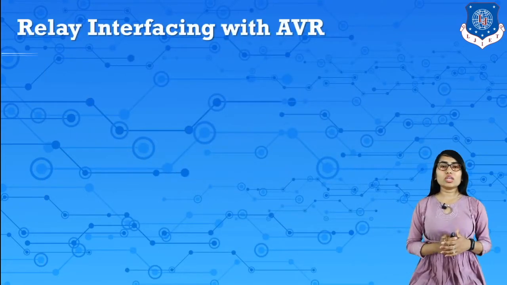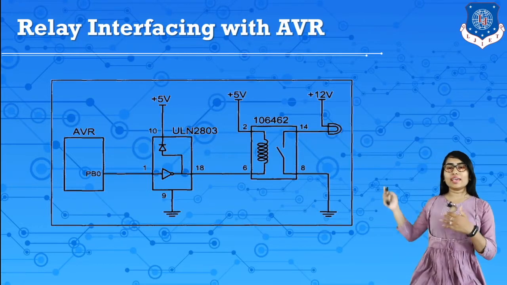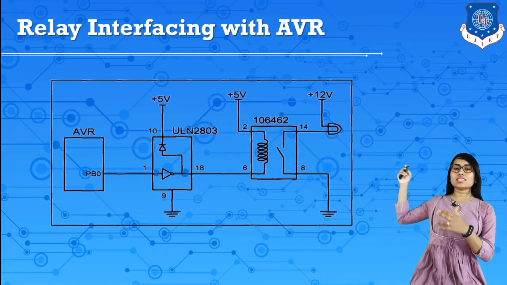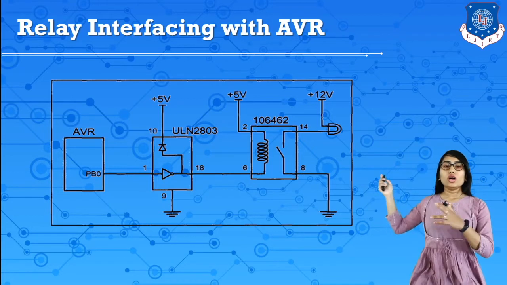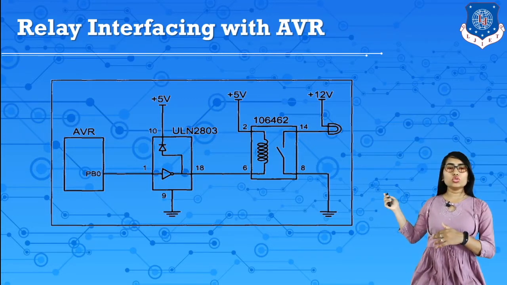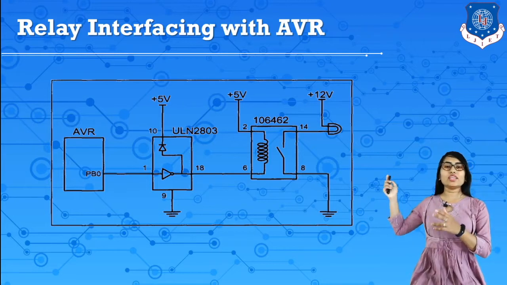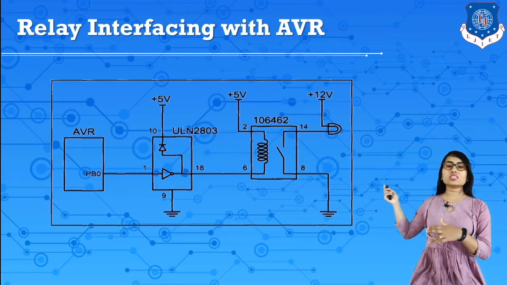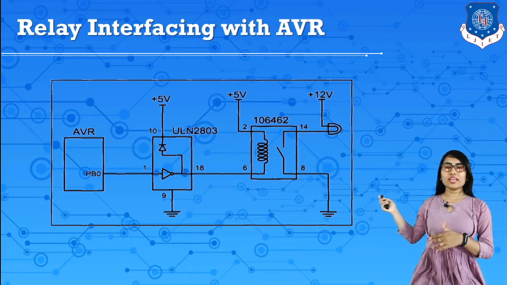Now a relay can be interfaced with AVR like this to glow this LED or not. Here we have an AVR voltage, and this voltage is used to glow this light, and to glow this light we have this type of relay connected over here.